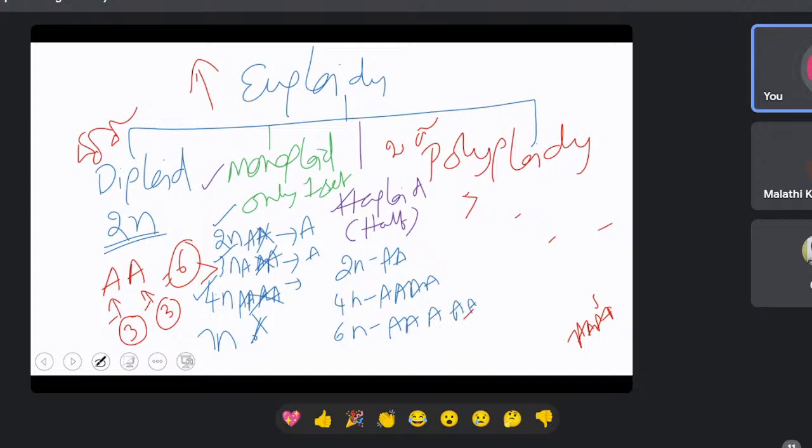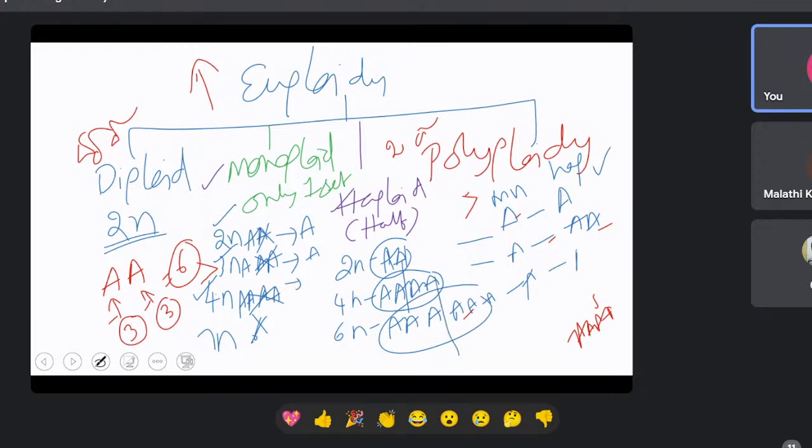In all these, if only one set remains, then it is a monoploid. If half the sets are present, that means in A only one set remains, then it is a haploid. In these four, half the sets remain, then it is a haploid. In these 6, half the sets remain, then it is a haploid. So the difference between these two is that in monoploidy, only one set remains. In haploidy, there is half the number of sets.